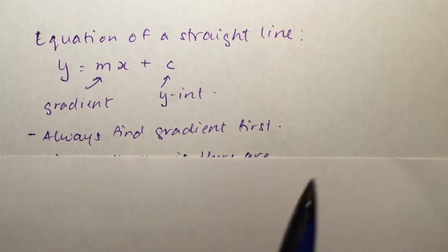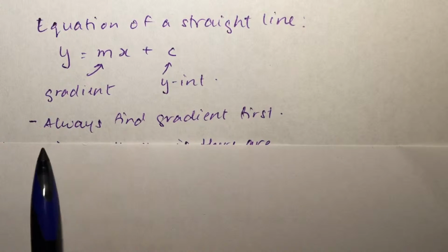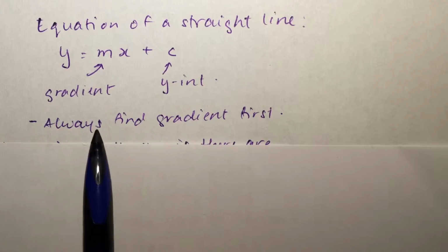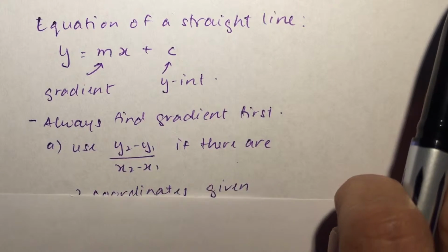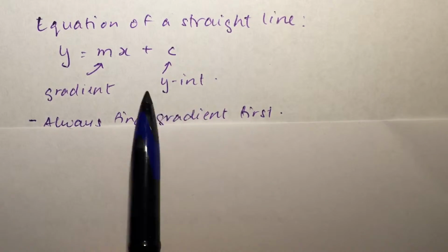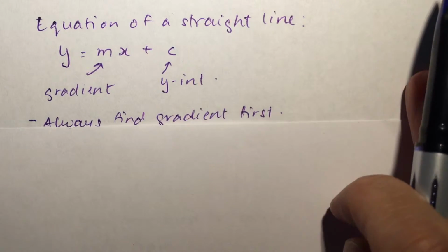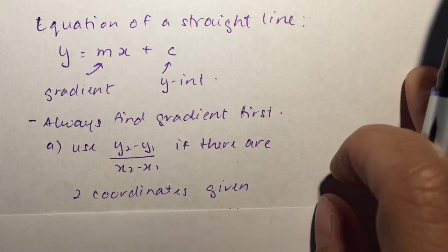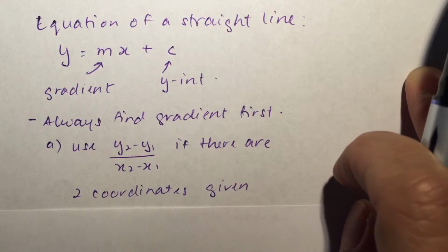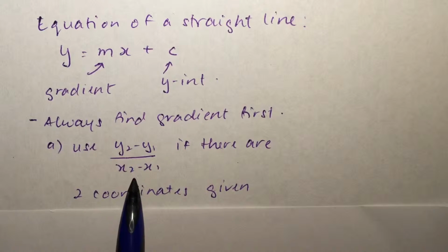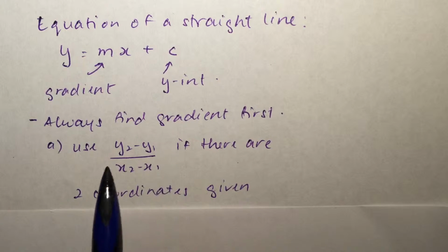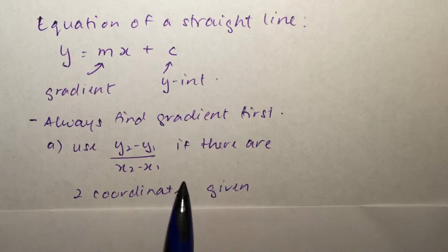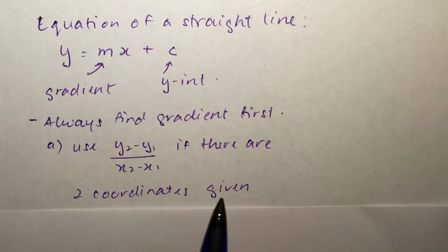Now, a good way to start is always to find the gradient first. Once you have found the gradient, you will have to use a coordinate, and that will help you with the y-intercept, which I will show you in a short while. So how are we supposed to find the gradient? The simplest way would actually be to use the gradient formula, which is y2 minus y1 over x2 minus x1.